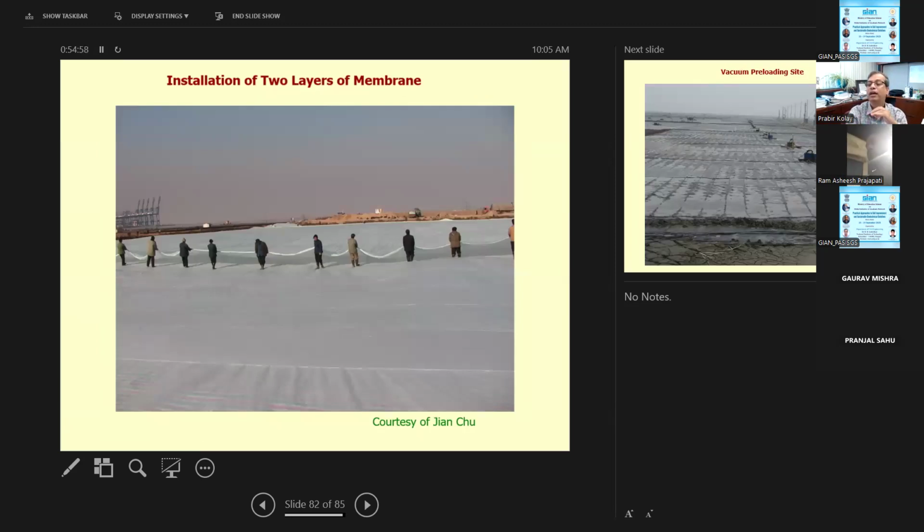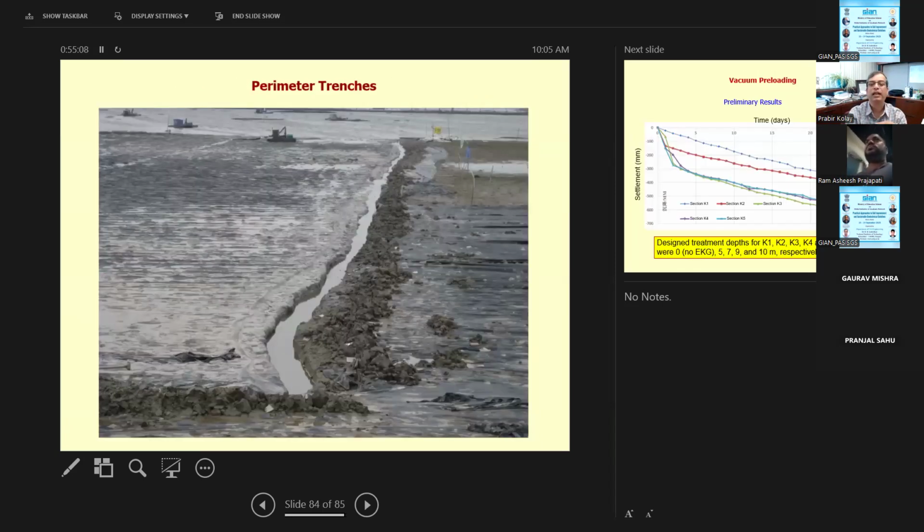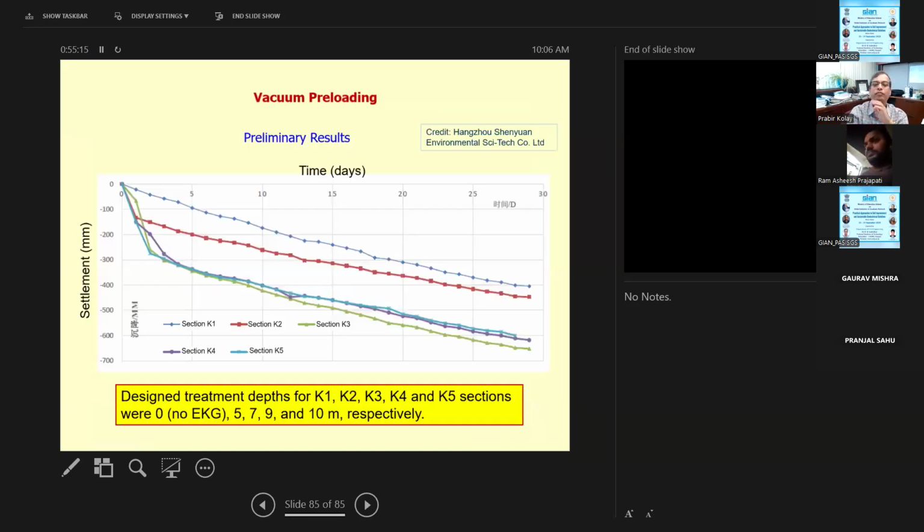It should be an impermeable membrane so that you can apply vacuum. This is how the overall setup looks, and then the perimeter trenches, and then you can just use the pump to get rid of the water. This is how the settlement looks with time.